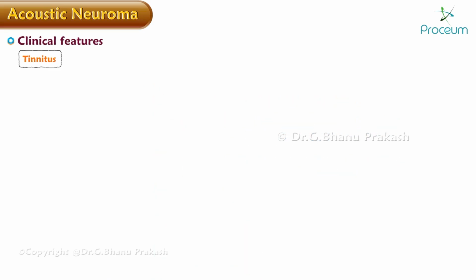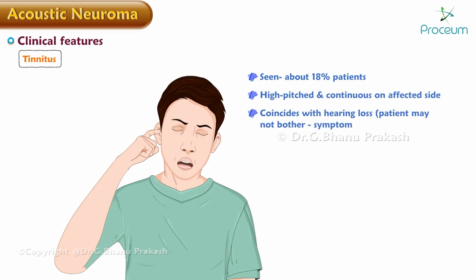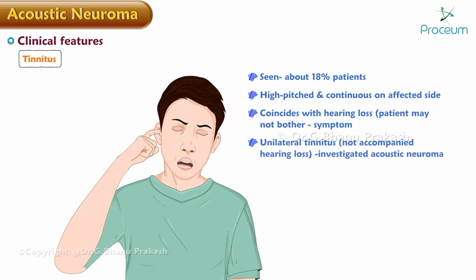Tinnitus. Seen in about 18% of the patients. It is high-pitched and continuous on the affected side. It coincides with hearing loss, for which the patient may not bother about the symptom. Unilateral tinnitus, even if not accompanied by hearing loss, should be investigated for acoustic neuroma.